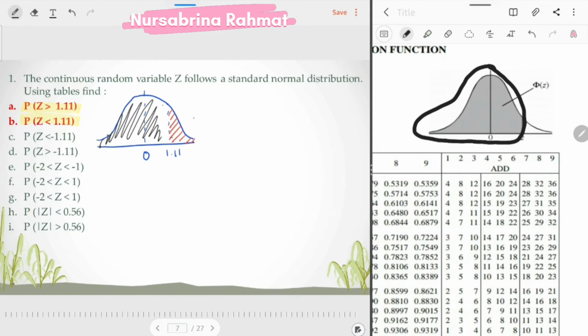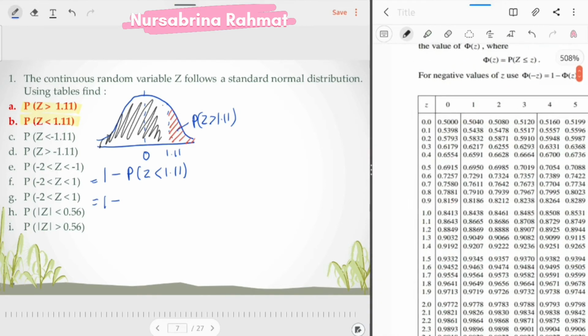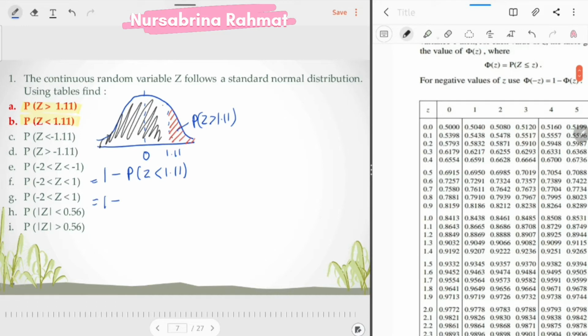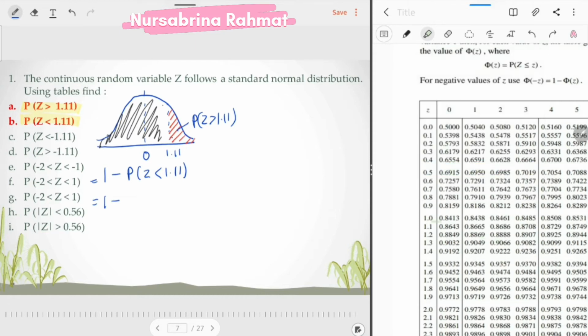So we need to convert Z greater than 1.11 to something we can read, which is 1 minus P(Z less than 1.11). How do we find the value? For 1 minus P(Z less than 1.11), we can find the value straight away from our normal distribution table by referring to your z-score. On the left column, you need to find where 1.1 is. So this is 1.1. Maybe my highlighter is too big, I need to reduce the size. So 1.1 is around here.